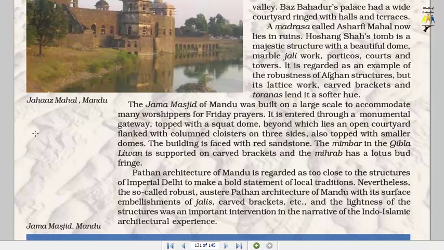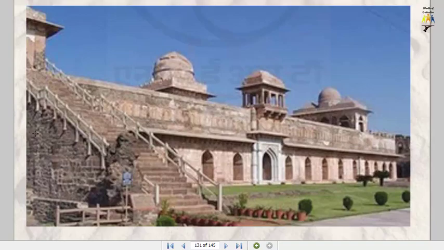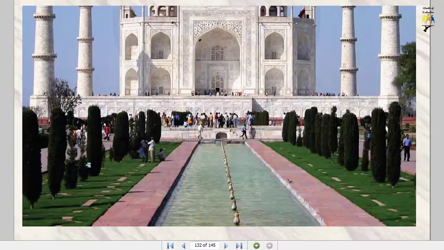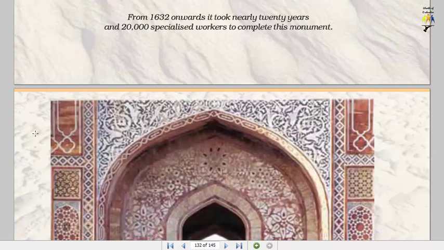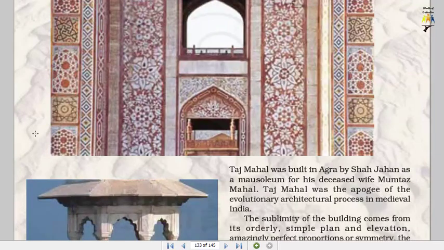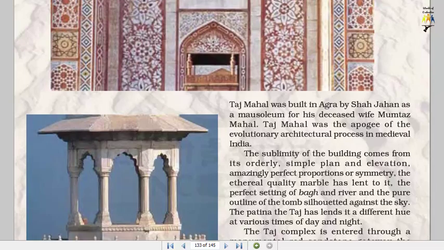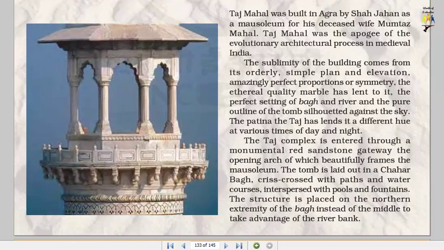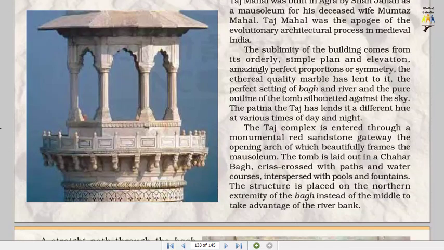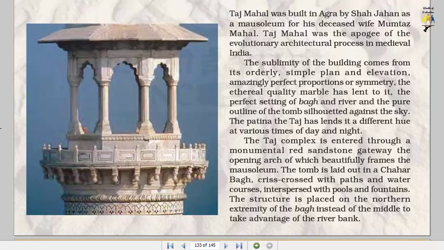Taj Mahal. From 1632 onwards it took nearly 20 years and 20,000 specialized workers to complete this monument. Taj Mahal was built in Agra by Shah Jahan as a mausoleum for his deceased wife Mumtaz Mahal. Taj Mahal was the apogee of the evolutionary architectural process in medieval India. The sublimity of the building comes from its orderly, simple plan and elevation, amazingly perfect proportions or symmetry.